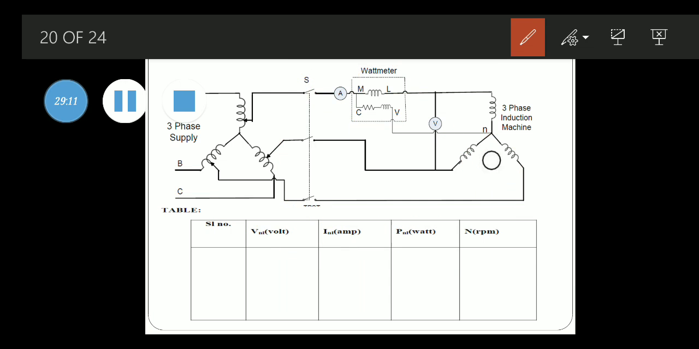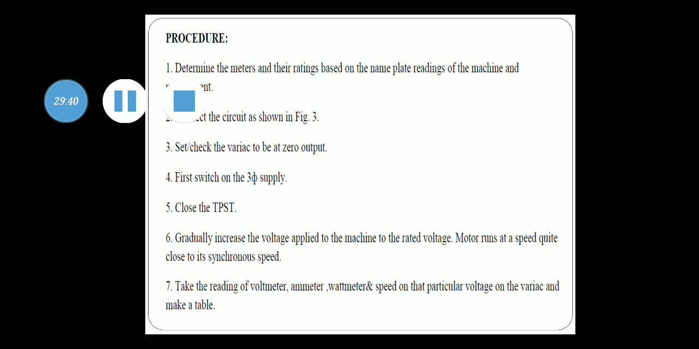Initially the motor is run under no load condition. Give the three phase supply by closing the TPST switch, and the motor will run under no load condition. During this, note down all the meter readings, that is no load current, no load power, and no load voltage, and also tabulate the no load speed. So this is the no load test, and the procedure is given here.